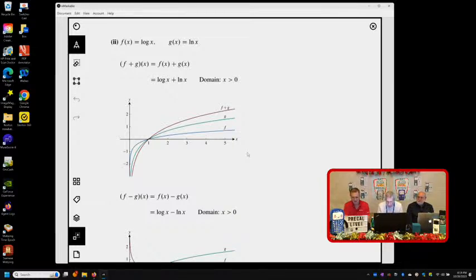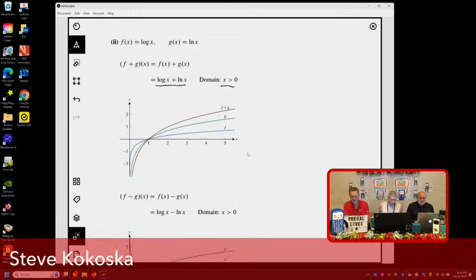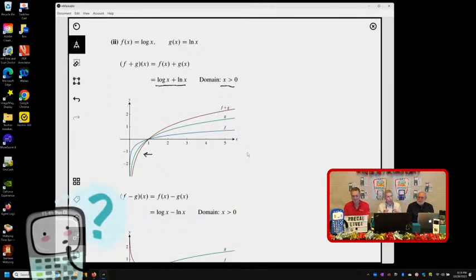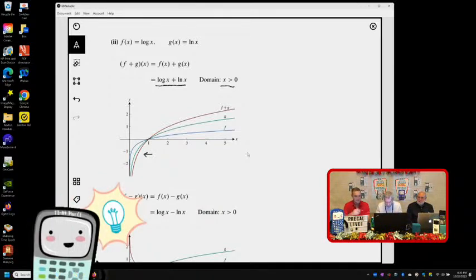F plus g, the sum function, is f of x plus g of x. That's the log base 10 of x plus the natural log of x. And I don't see any simplification there. The domain here has got to be x greater than 0 because that's the domain of each of these individual functions. We've got to take a look at the intersection here, and it's just x greater than 0. And I've graphed f and I've graphed g here, and there's f plus g, and I think I see that well to the right of 1. It makes sense to me. I've got to think a little bit over here to the left of 1, or between 0 and 1. Do those graphs make sense? I think they do. I think everything's okay there.